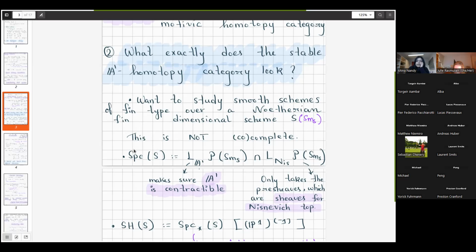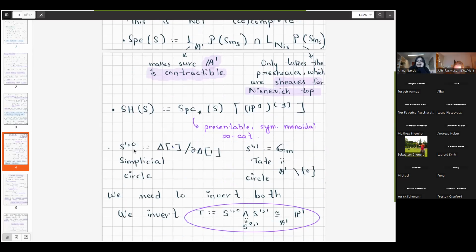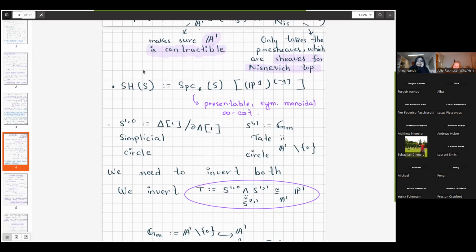unstable A1 homotopy category. And now, once we have this, just like in topology, the unstable category is extremely complicated. We don't want our life to be this complicated, so we want to go to the stable one. So again, what exactly we do in topology: we start from the unstable one, take a pointed version of it, which happens to be a presentable symmetric monoidal infinity category, and we want to invert something. Now the question is, what exactly do we invert?